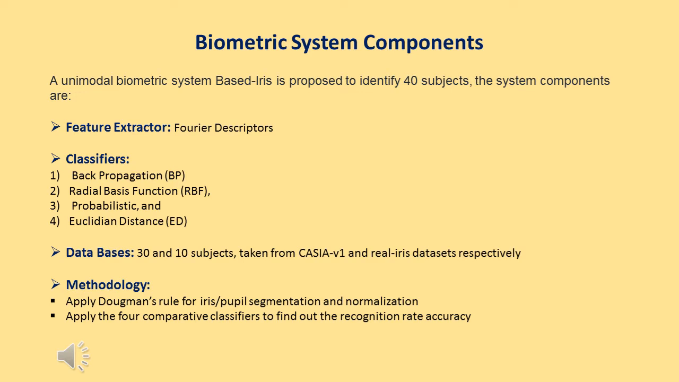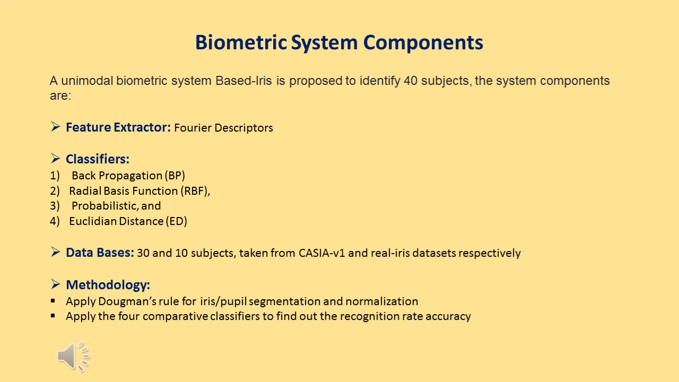This system contains 4 classifiers. Actually, they are comparative classifiers to find the best recognition rate among them. They are the backpropagation, the radial basis function, the probabilistic, and finally the Euclidean distance. The first 3 classifiers represent neural network models. The third component is the database. Our database contains 2 types. The first 30 subjects are taken from the CASIA database, and the other 10 subjects are taken from real iris.